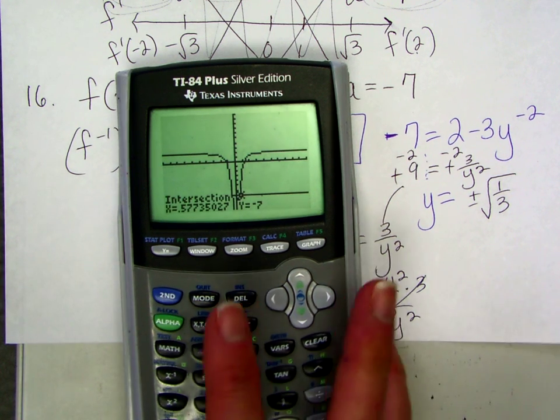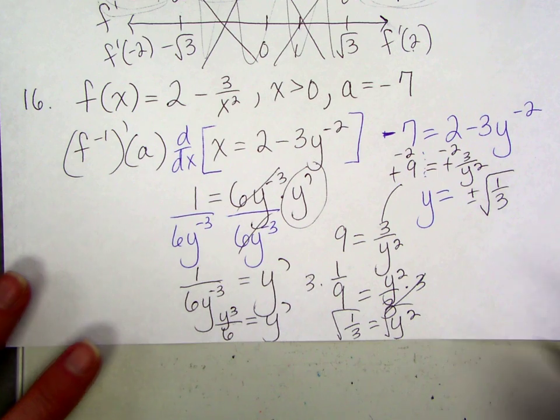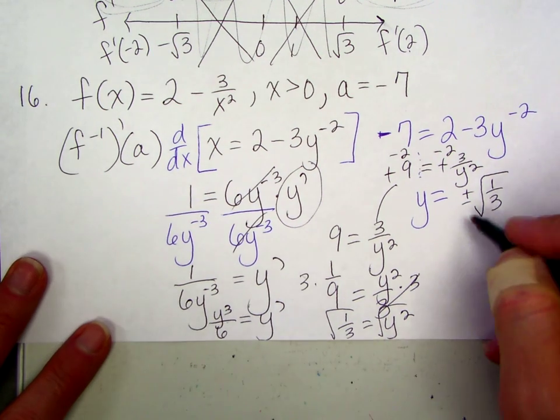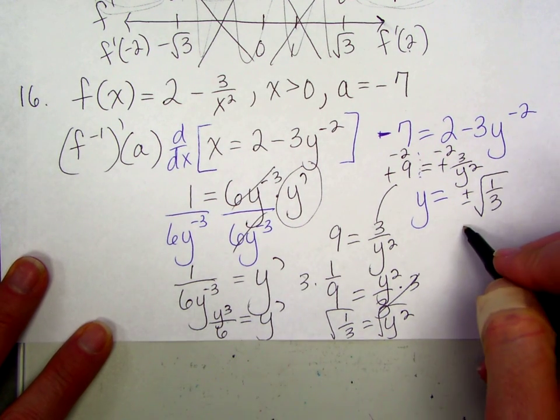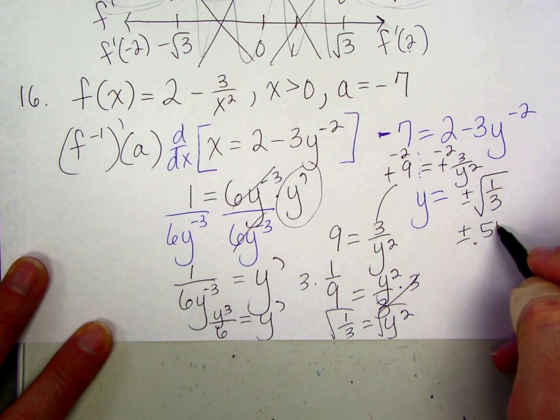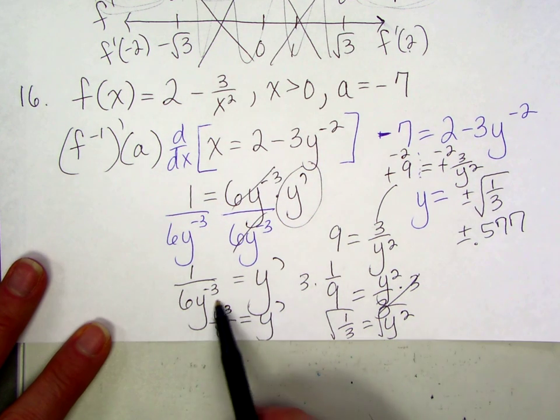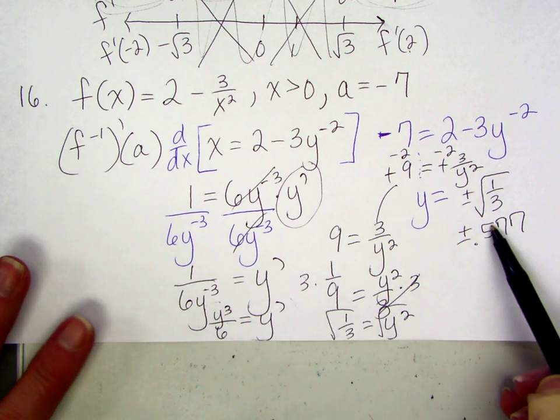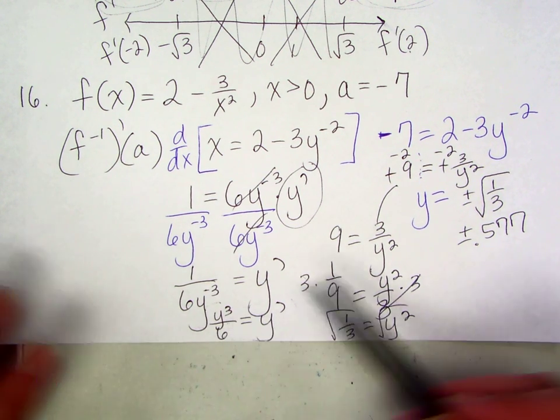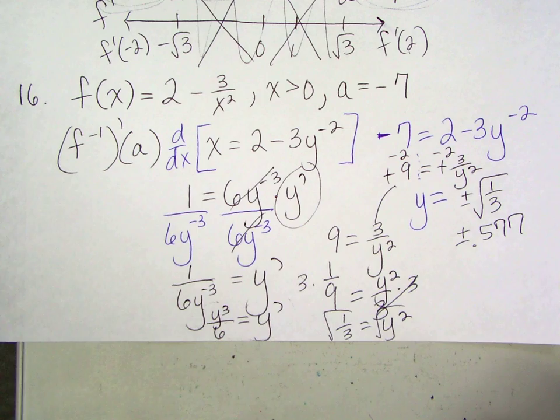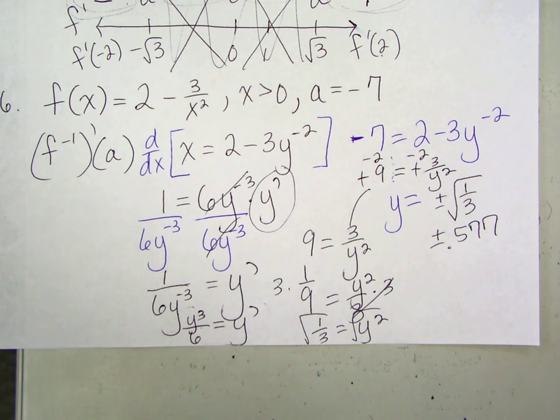And we get 0.577. So plus and minus 0.577, or the square root of 1/3. And then I'm going to plug those into my derivative, and that will give me two numerical answers, right? Because if I plug a positive in, I'll get a positive. If I plug a negative in, I'll get a negative. Figure out what our two final answers are for 16.